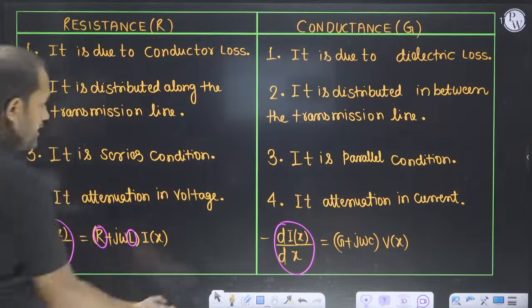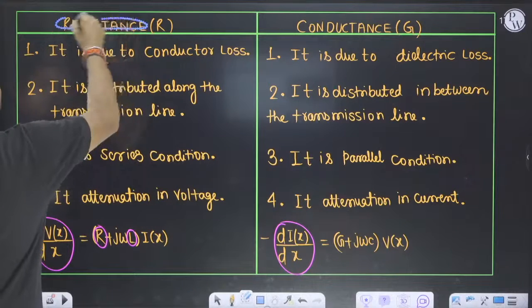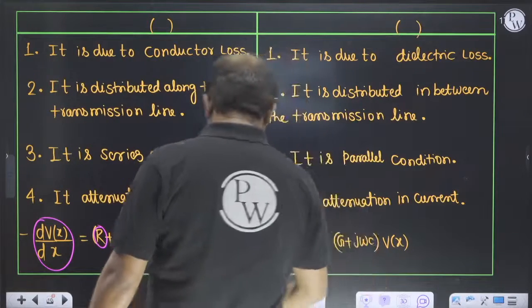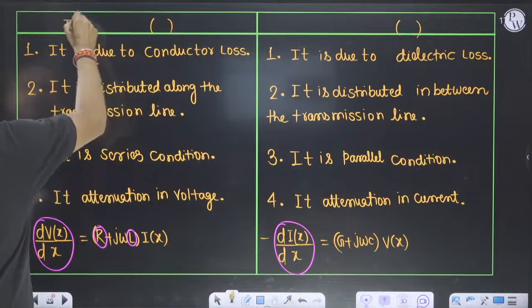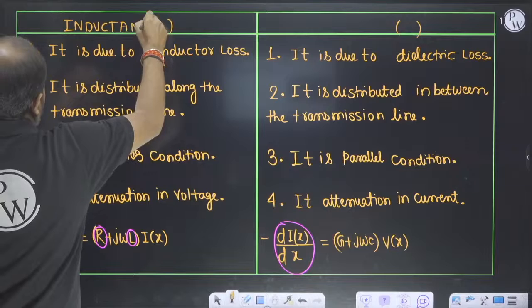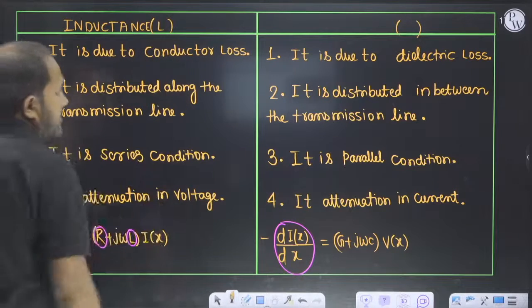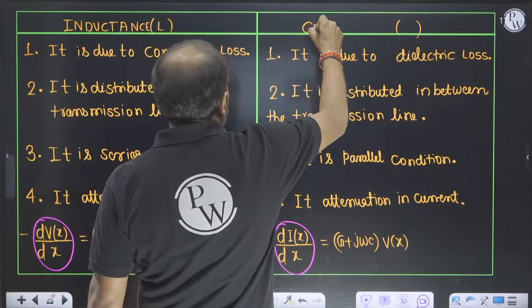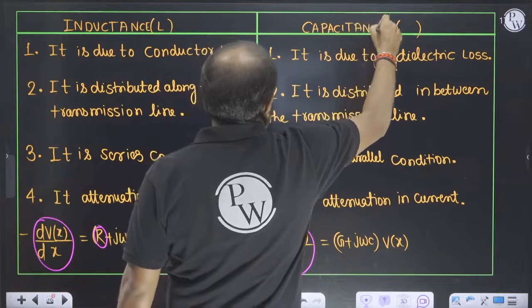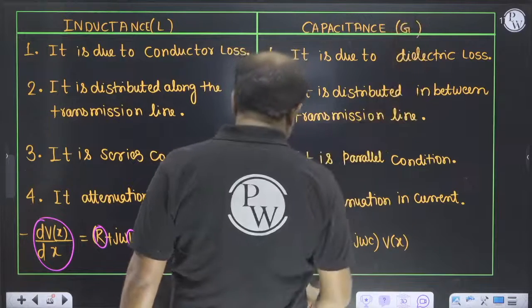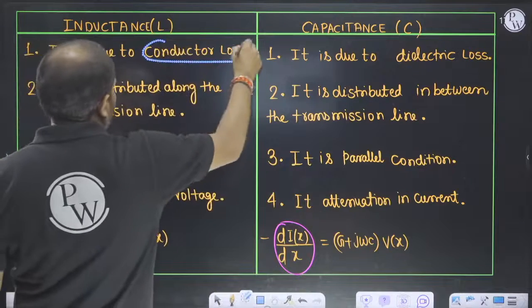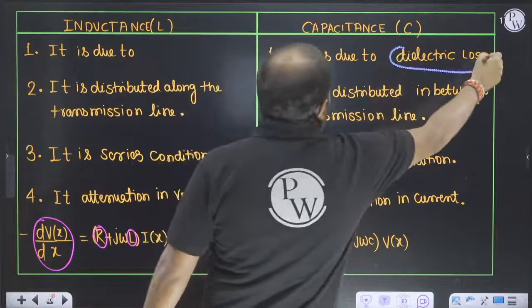Again we have inductance and capacitance. Inductance is due to storage of magnetic field. Capacitance is due to storage of electric field. So storage of magnetic field, storage of electric field.